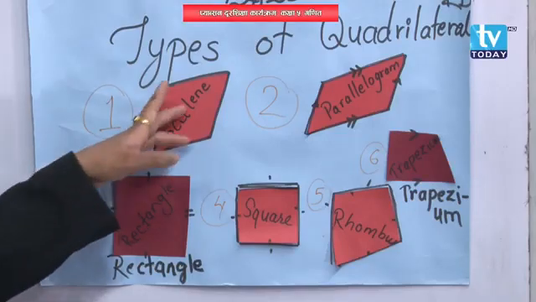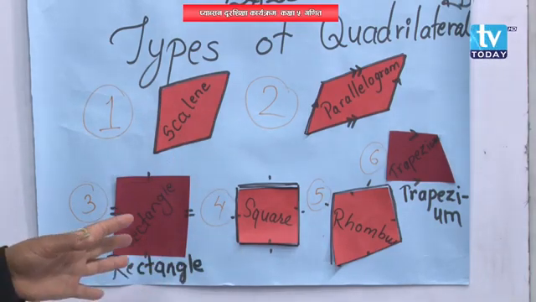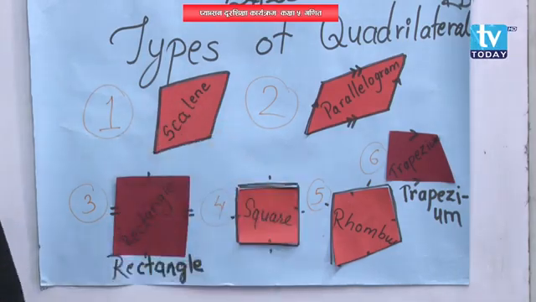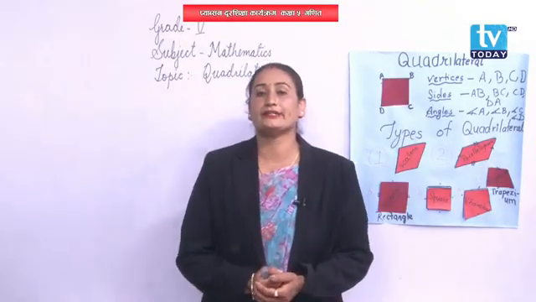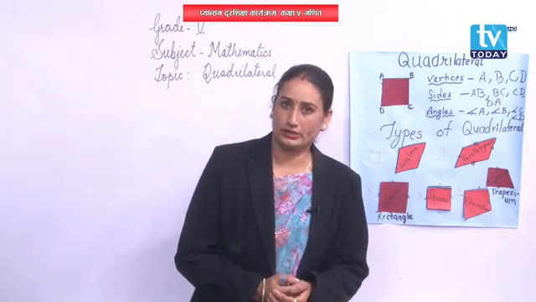Scalene triangle means none of the sides are equal. That means obviously none of the angles are equal either. Can you give the definition by yourself? Yes, please write it down. Scalene quadrilateral means none of the sides are equal or none of the angles are equal. Okay.